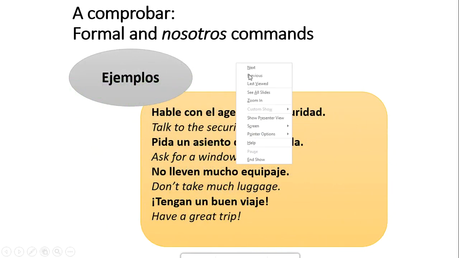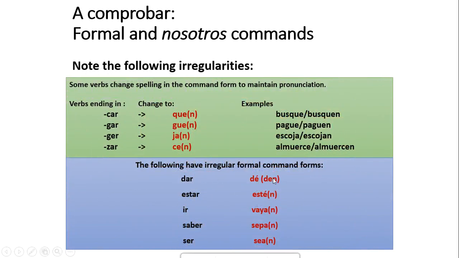Okay, there are also some irregular forms that need to be memorized. That would be dar, dé, den. Note there's an accent. Estar, esté, estén; ir, vaya, vayan; saber, sepa, sepan; ser, sea, sean.